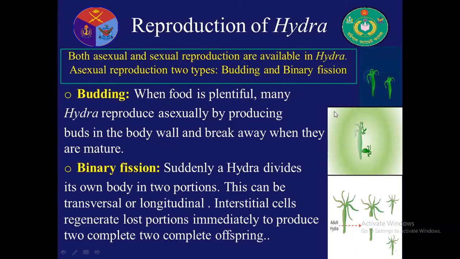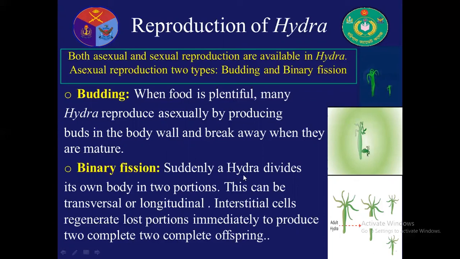Look, this is the budding process. This bud is produced by interstitial cells. When the bud is matured, it breaks out from the body, and another new hydra is produced.